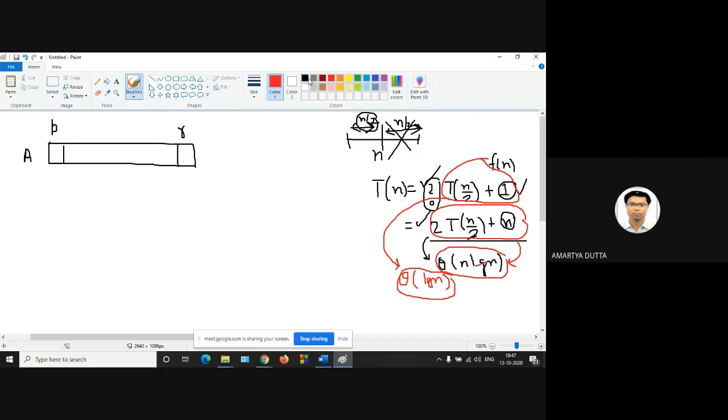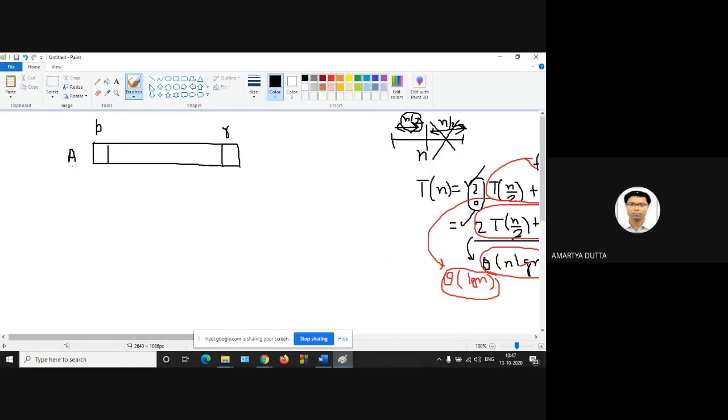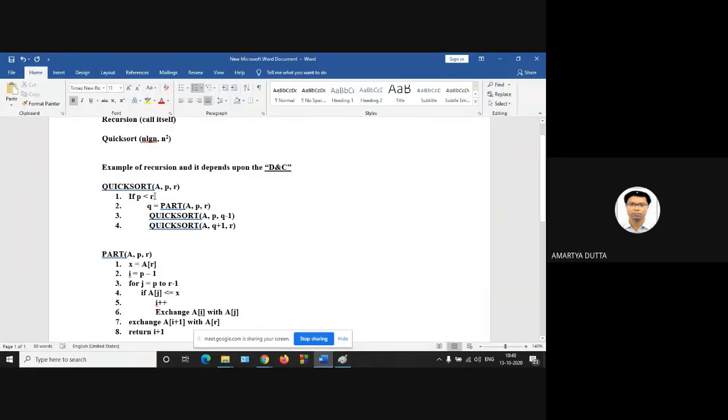So here this is the array. The first index is P and the last index is R. Now, if P is less than R, this is quite obvious. Your first index must be less than or equal to your last index. Then the partition you have to divide.